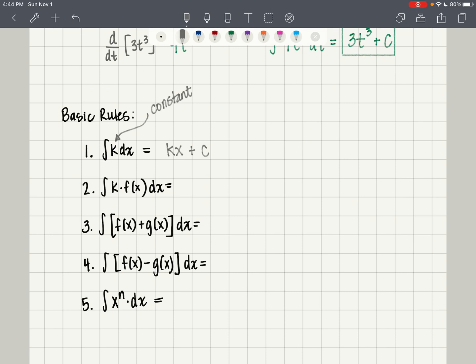The integral of k times f of x dx, we're going to take that constant to the outside, find the antiderivative of f of x, and then from there, we'll be able to multiply that antiderivative that we find of f of x times k.